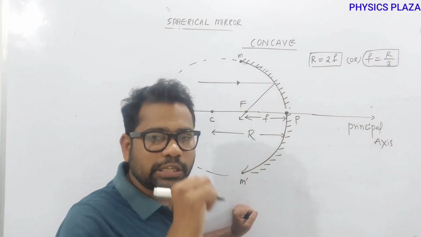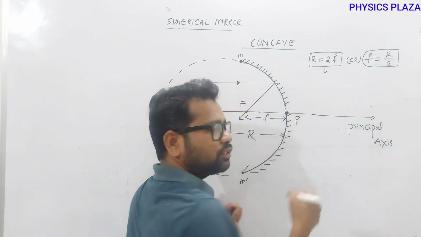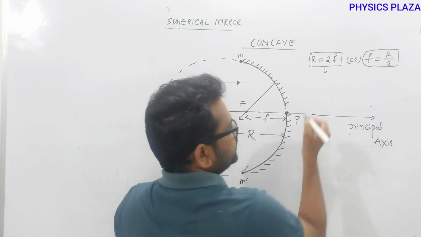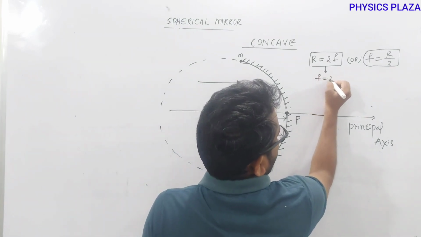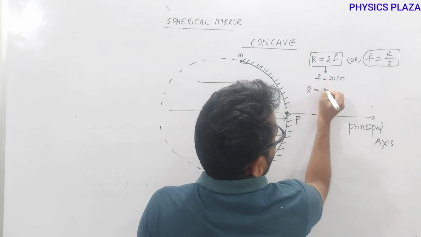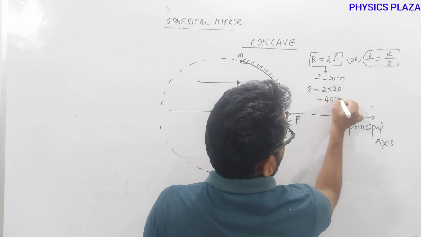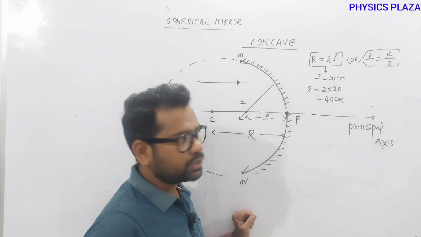Based on this also we can expect a numerical. So here the focal length of the spherical mirror is given. For example, if the focal length of the spherical mirror is 20 centimeters, they may ask you to find the radius of curvature. That is, this will be 2 into 20. This is going to be 40 centimeters.